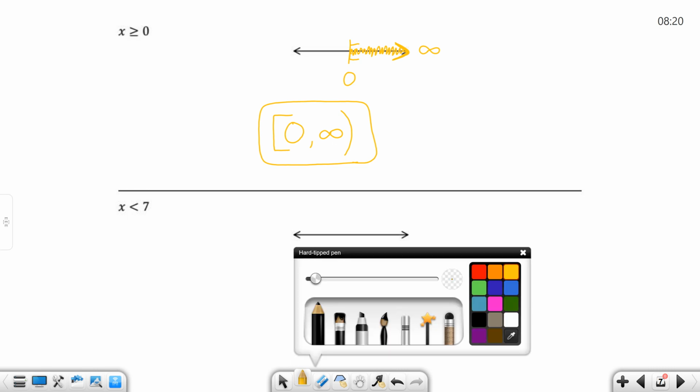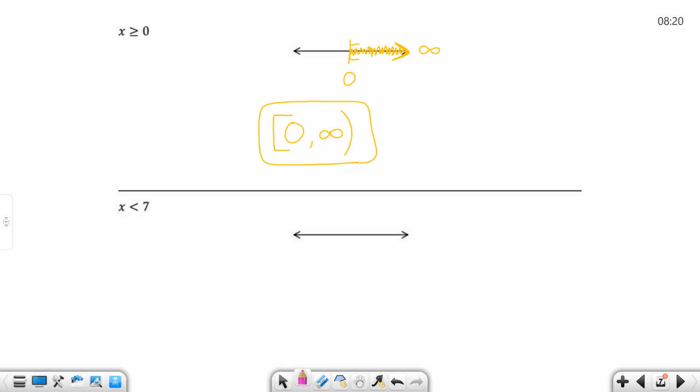So let's look at the next one. X is less than 7. So what number do I care about? 7. Which way is less than? To the left. So we're going to shade to the left, and darken my arrow here. And that arrow represents what? Negative infinity. And what do I use around the 7, a bracket or a parenthesis? And why? That's right, a parenthesis, because there's no equals there. So now we come down here and we put negative infinity, comma, 7.